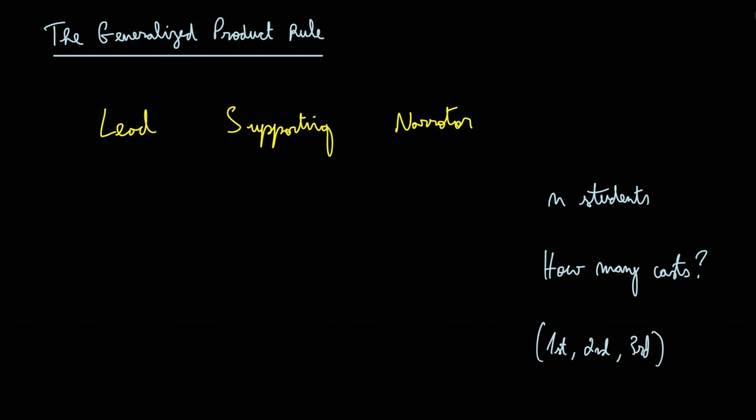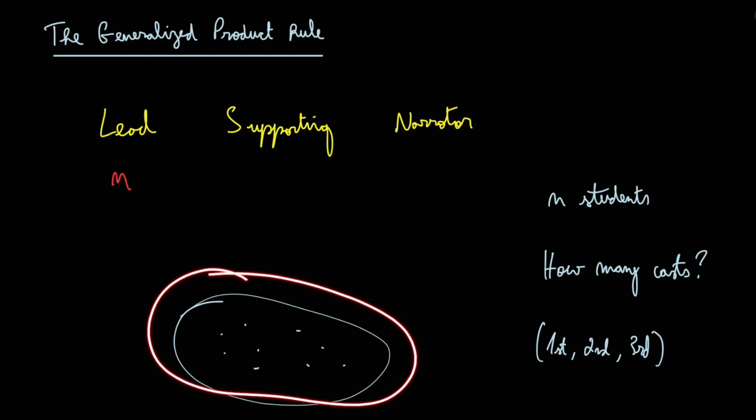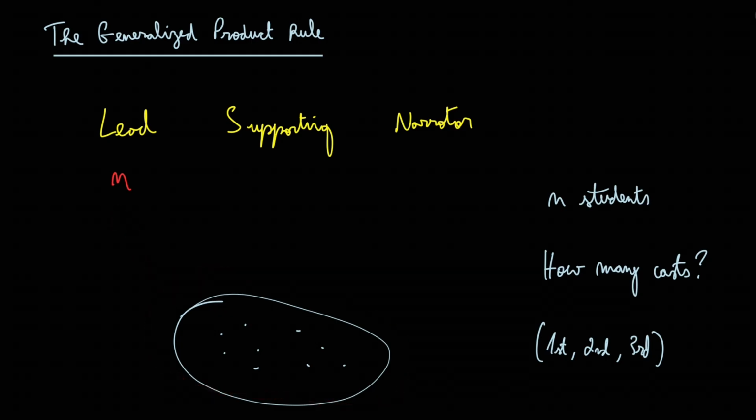The first role is the lead actor. It's the first one you're going to choose. As we said, we have n students. So imagine we have a set with n students, and we're going to choose one of these n students for the first role, for the lead actor role. How many choices are there? We haven't chosen anyone yet, right? So we have n choices. Any one student of the n students can be the lead actor.